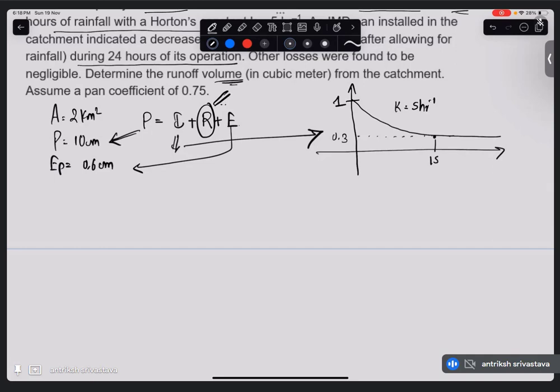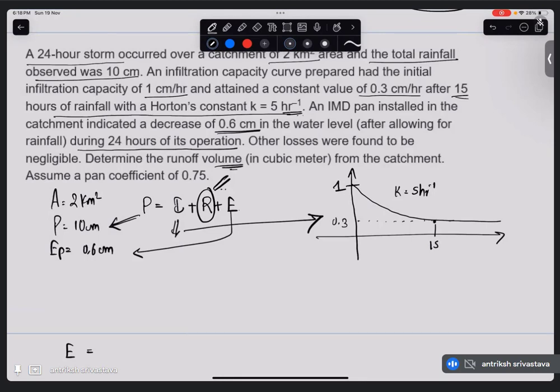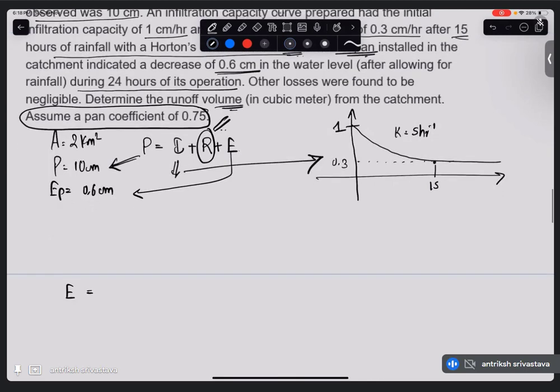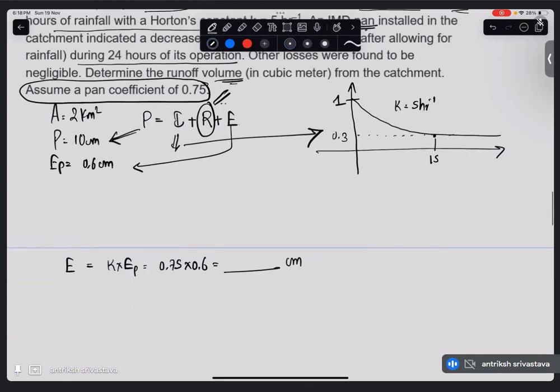First, let's calculate the evaporation because that is simple. Evaporation in depth, we are given 0.6 centimeter, but that is for a pan. And luckily we are given the pan coefficient as 0.75. So the lake evaporation in depth is going to be your pan coefficient into your pan evaporation. So 0.75 into 0.6. Can you guys tell me what is the value? 0.45 centimeters, sir. Okay, very good. So this is the value of your evaporation.